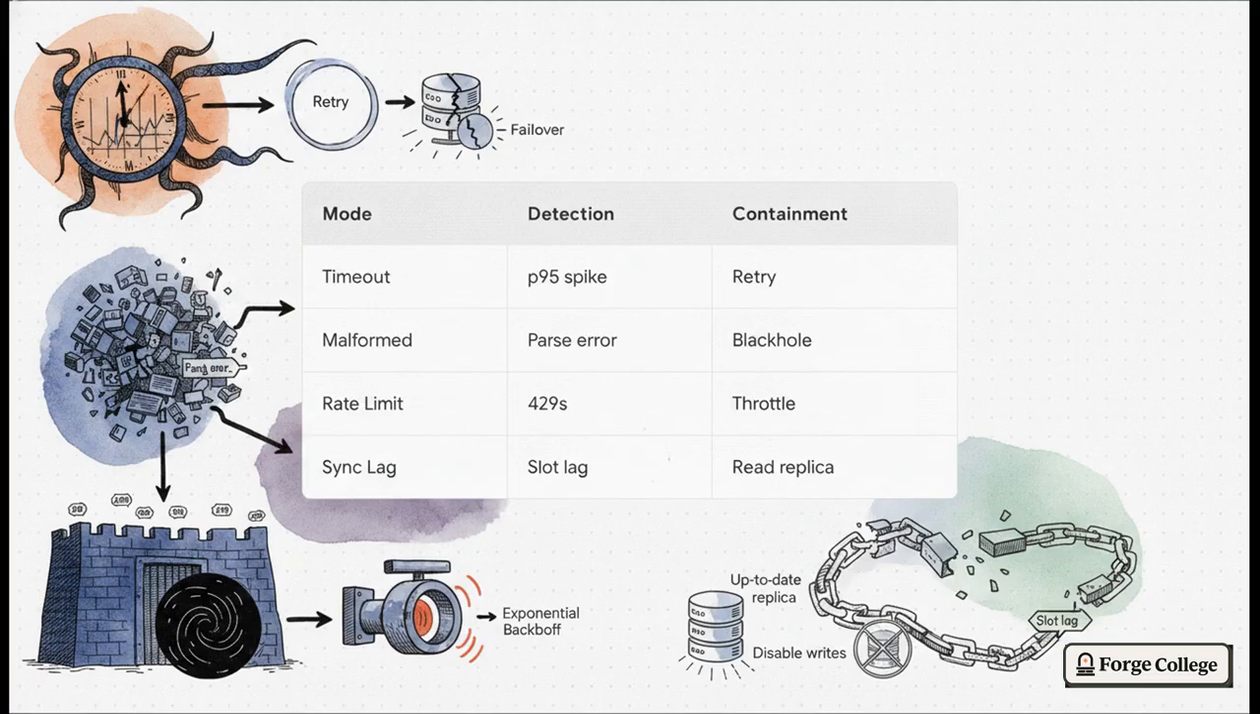Third is rate limiting. The signal is 429 errors. Your action here is to throttle non-essential requests and use exponential backoff. And finally, consensus lag. The signal is slot lag or missed confirmations. The action: redirect read queries to an up-to-date replica and entirely disable writes. Notice how every single action here is precise, targeted, and highly reversible.